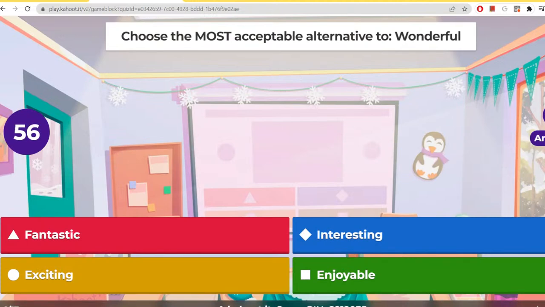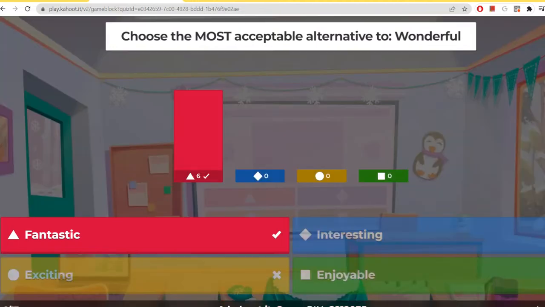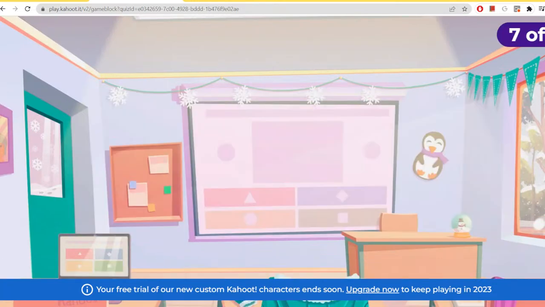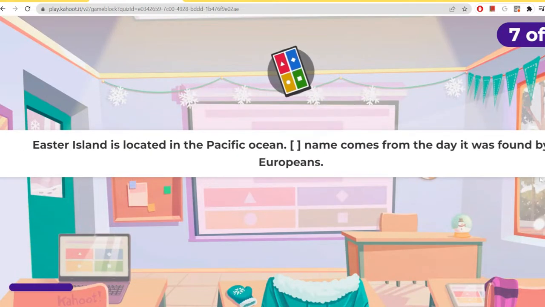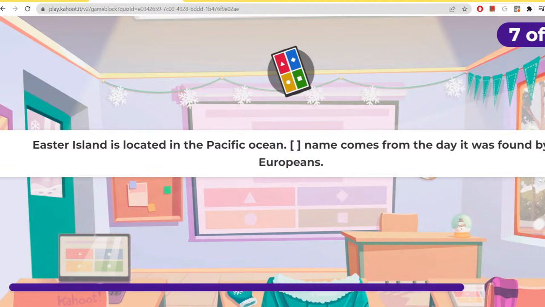What's the best synonym for this one? Wonderful. It's wonderful. All right, fantastic. Yep, that's a good answer. That's your best synonym for wonderful. Just a really, really good thing. Okay. Playing with pronouns a little bit and possessives.